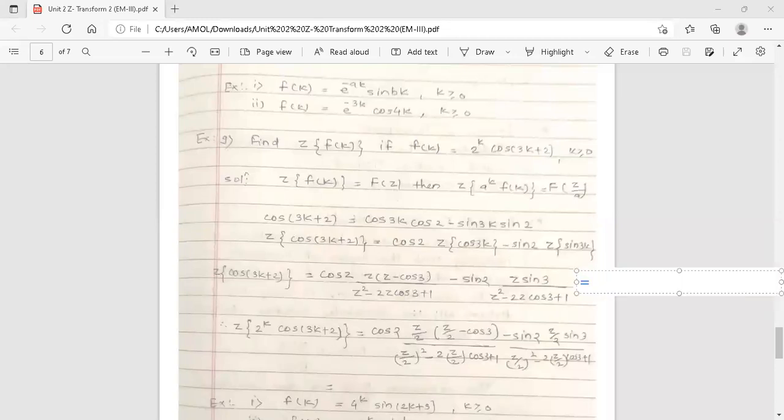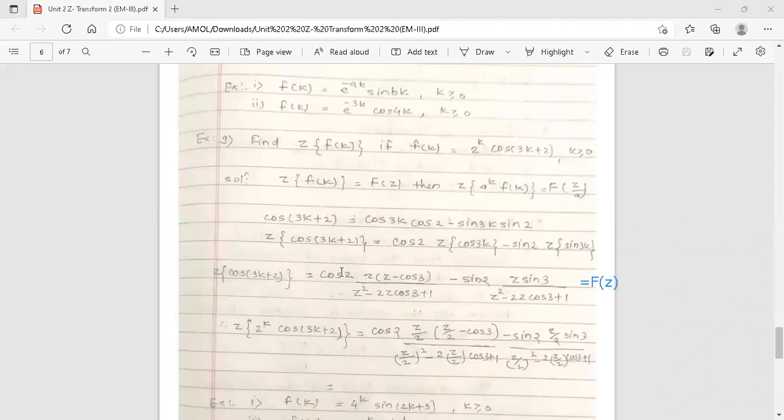Is equal to f of z. This is f of z. Now in this term, you replace that z by z upon 2 because we are using this change of scale property. In place of 2, the term is there 2. So you replace z by 2 in f of z.